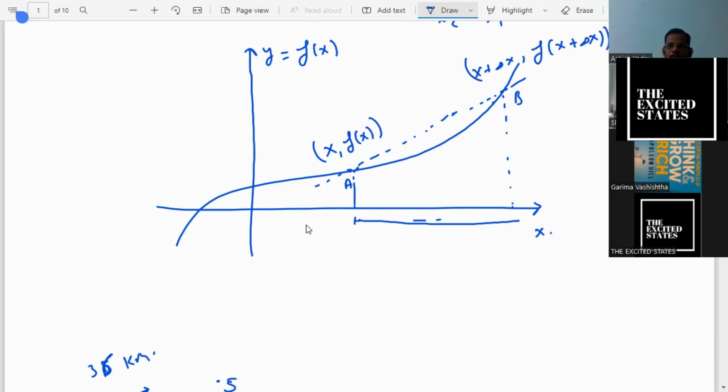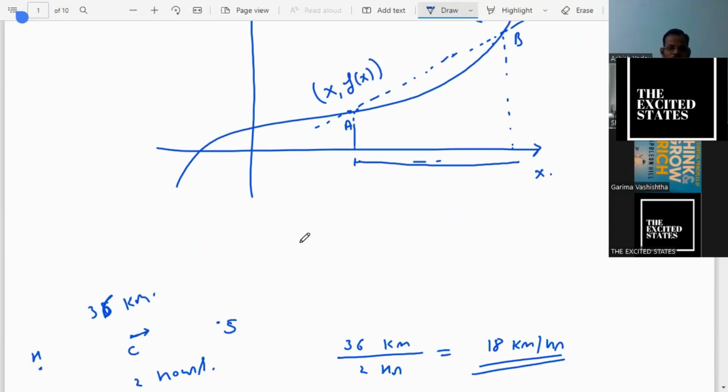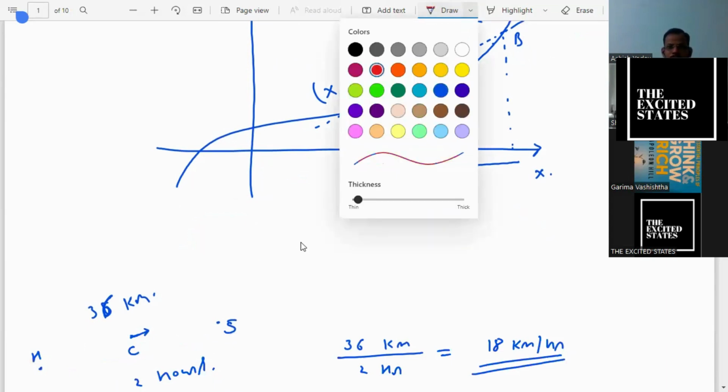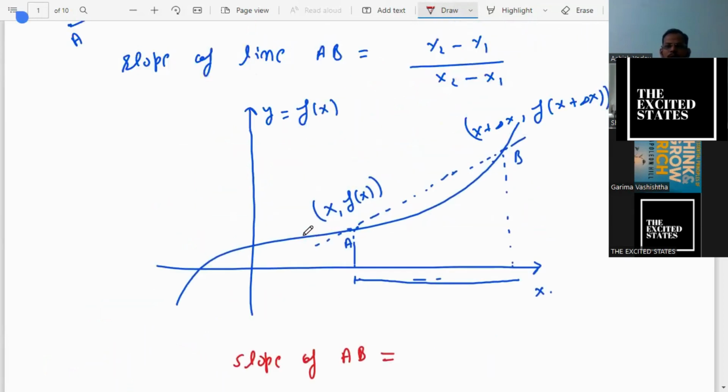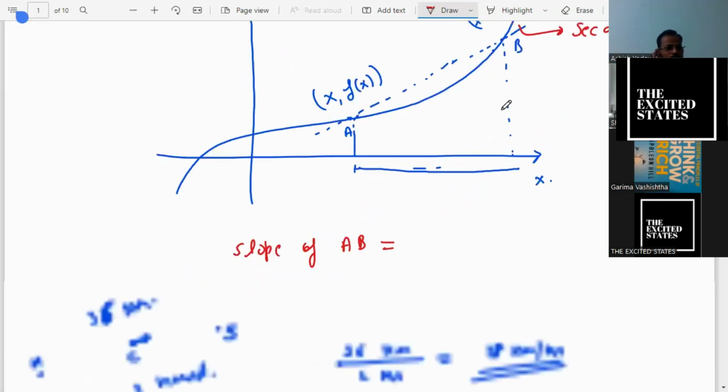Now I will write the slope of line AB. Basically, when a line cuts any graph at two different points, that line is called a secant. So basically the slope of AB means the slope of this secant.